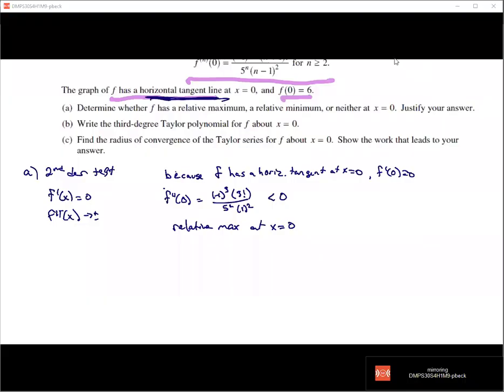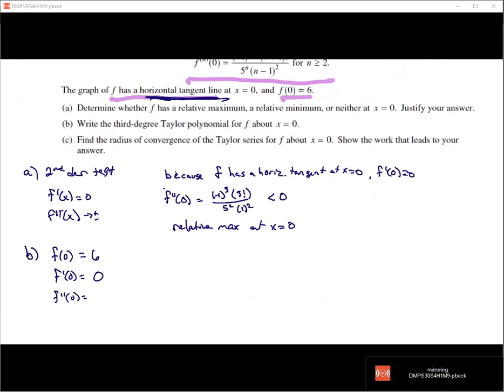All right, continuing on, our second task is we need to write the third degree Taylor polynomial. In order for us to write it, what we really need is: what is f of 0? We know that one is 6. We need f prime of 0, and we just found out before that f prime of 0 does equal 0. We need to know f double prime of 0.